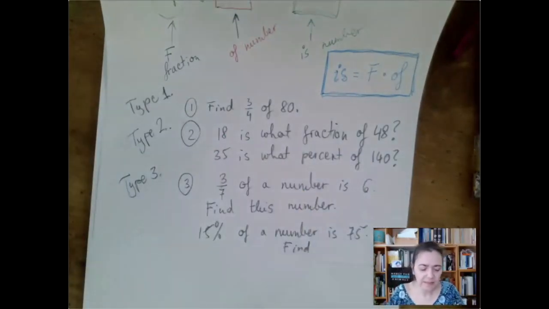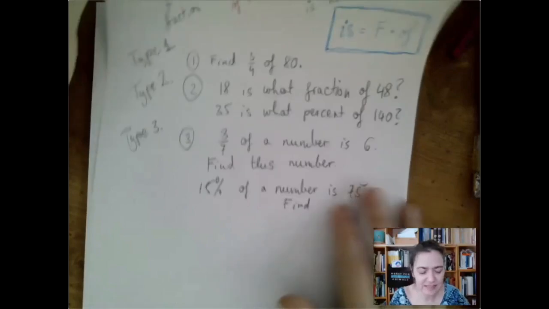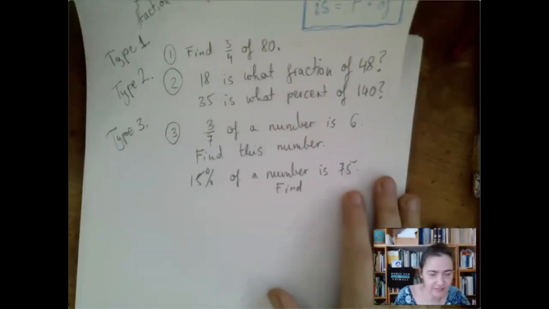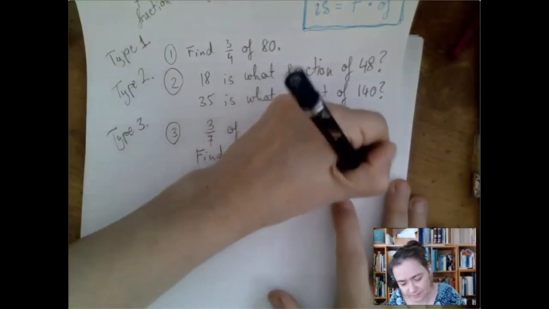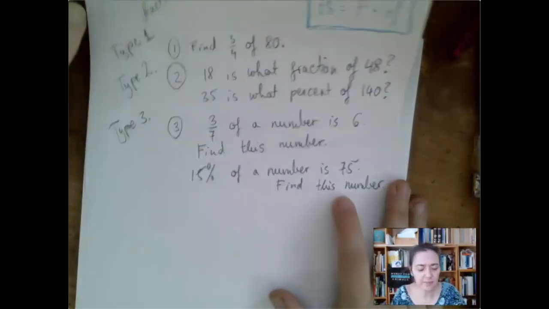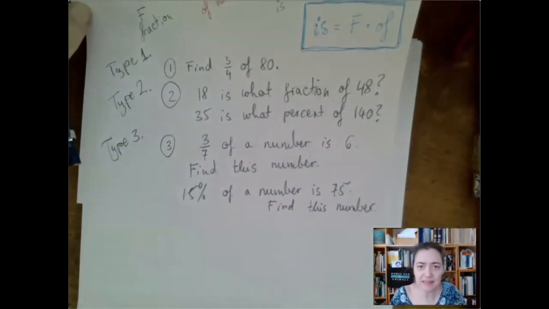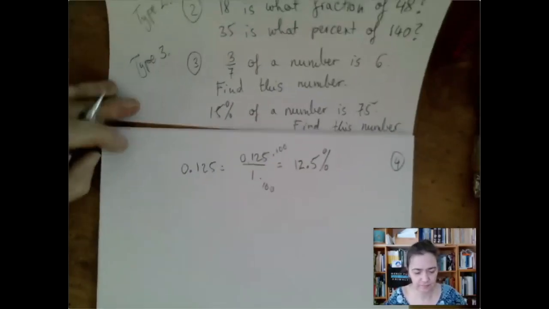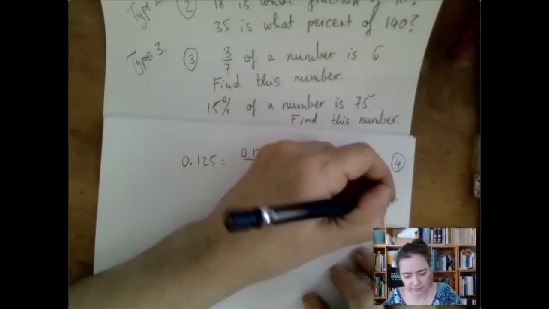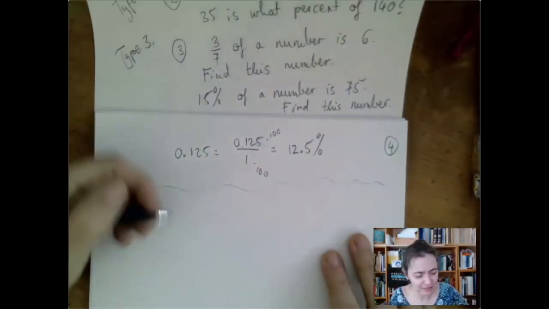Or 3/7 of what number is 6? 15% of what number is 75? These are the two ways you're going to see it phrased. So that's when the is and the fraction are given and the of number, or the base, is withheld. And this is where we had to wait until division of fractions.